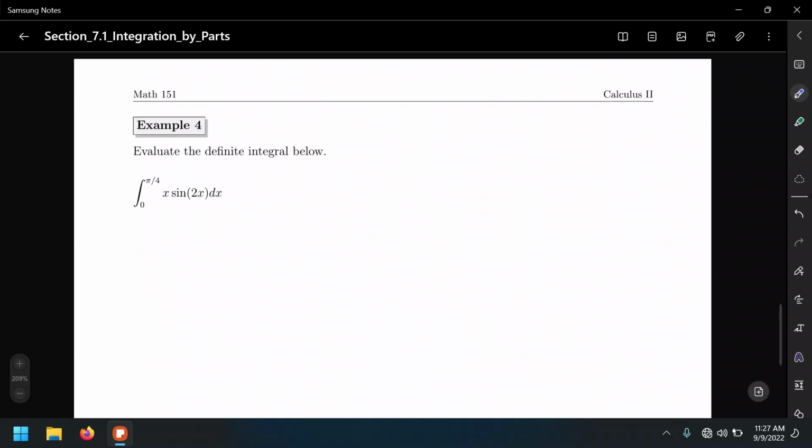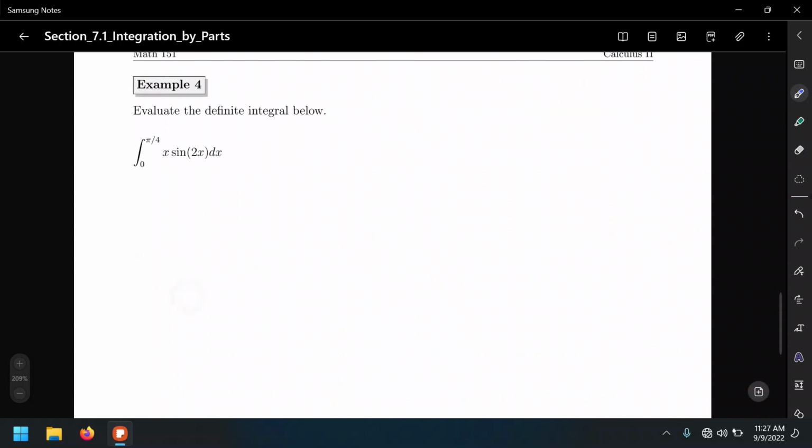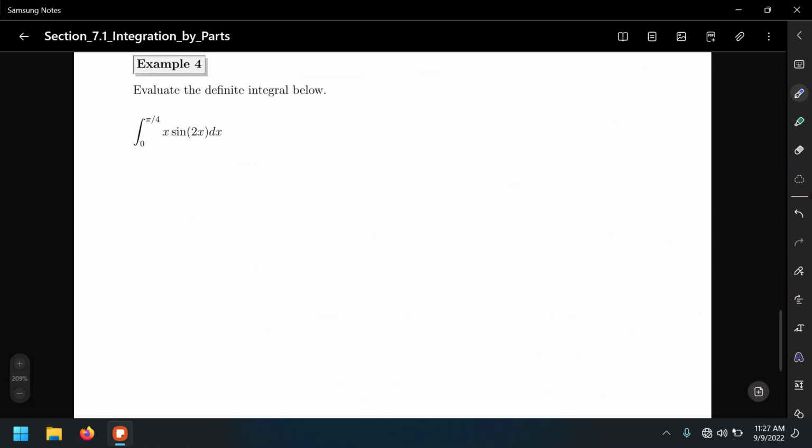Okay. Example number 4. So it's just to evaluate a definite integral. All the integrals that we did here were just indefinite integrals. And well, I mean, it's basically fundamental theorem of calculus, upper limit minus lower limit. Well, but when it comes to integration by parts, we need to show the notation at certain steps.